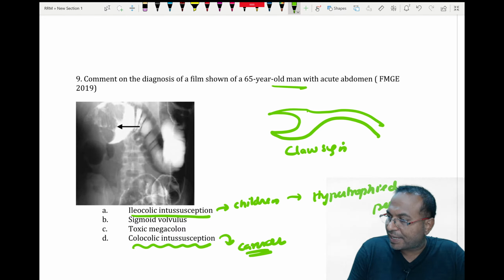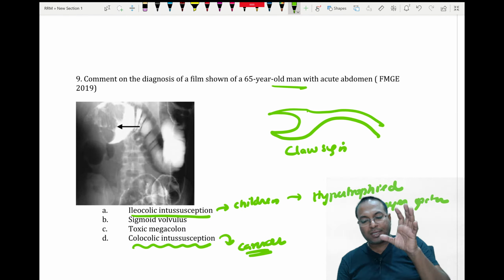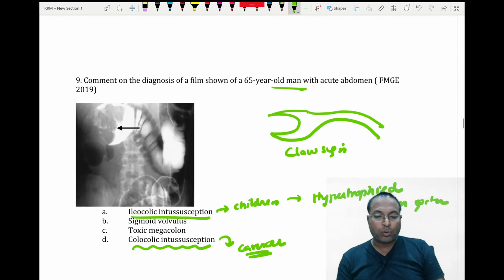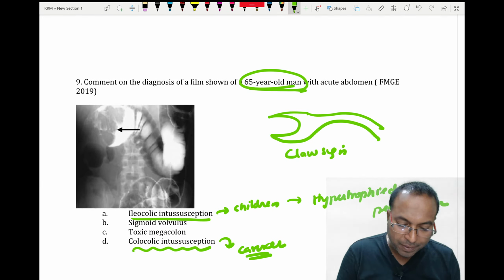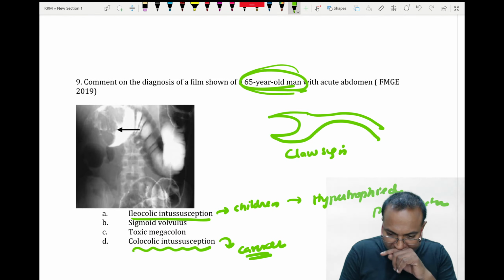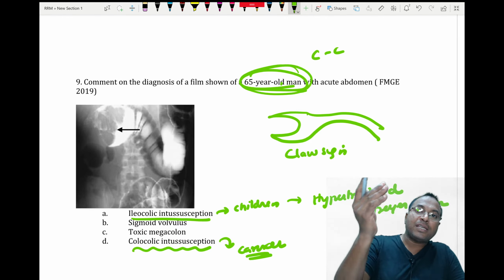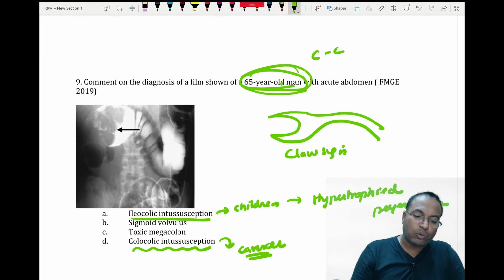Okay, please don't get confused in this. Ileocolic is due to hypertrophic Peyer's patches. Colocolic is seen in old men. The question is very clear: 65-year-old man. No need to even read the choices. You can go with colocolic for an old man. Otherwise, in young age, small babies, everyone will have ileocolic.